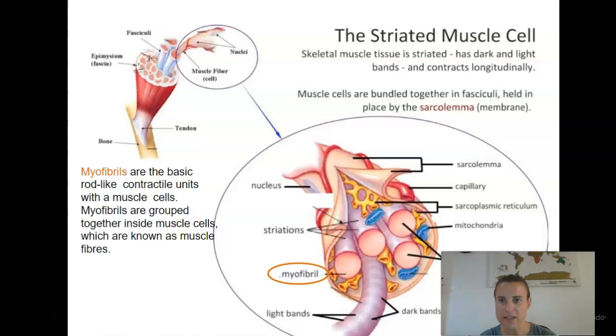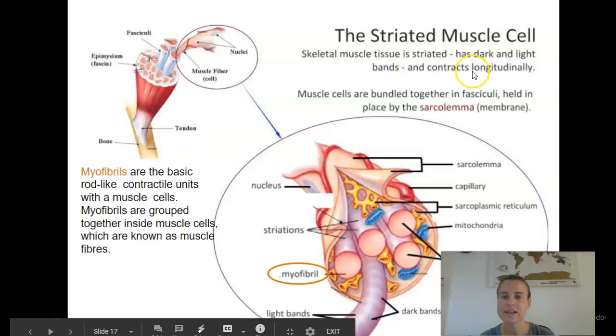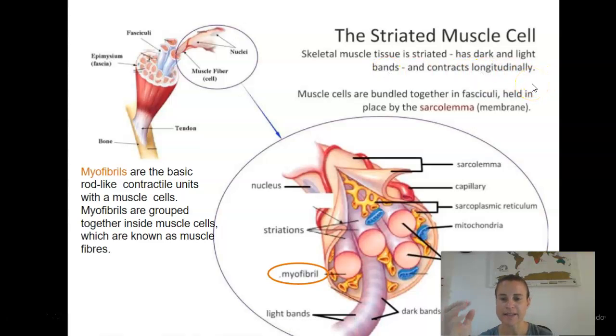Skeletal muscle is striated, as we know. It's got dark and light bands. These are what we're drawing within the sarcomere, so we should get a bit of a sense now of what those striations actually are. A new word perhaps might be the sarcolemma, which is the membrane that holds all of the muscle cells together, and then within the sarcolemma we have this sarcoplasmic reticulum, which is an organelle that sits within and delivers calcium in particular to different parts of the myofibril.